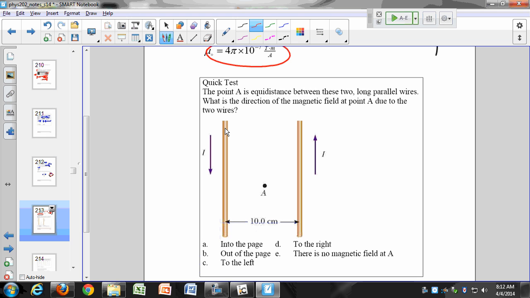Let's do this quick test. Here I have a point A that's the same distance from these two wires. What is the magnetic field due to the two wires at that point A? In one of the wires you have a current that goes up, and in the other you have a current that goes down. So what is the direction of the magnetic field at that point A due to those two wires? In, out, left, right, or no magnetic field?